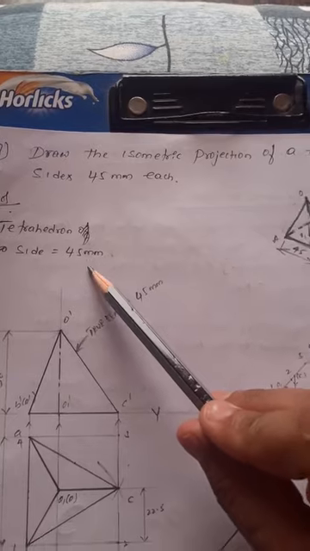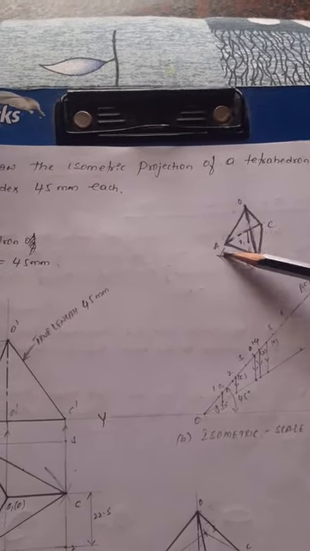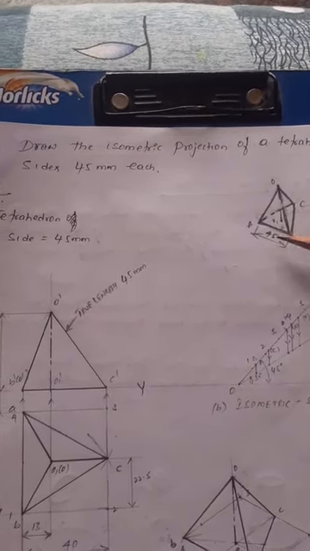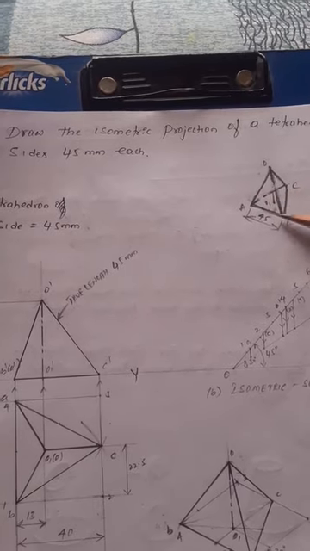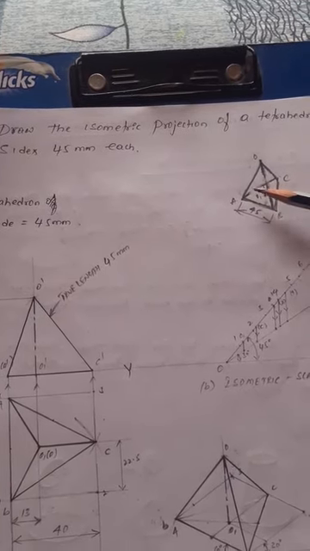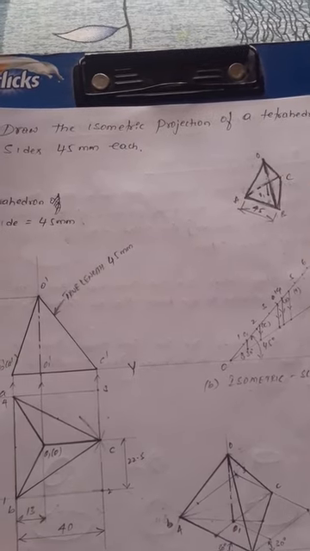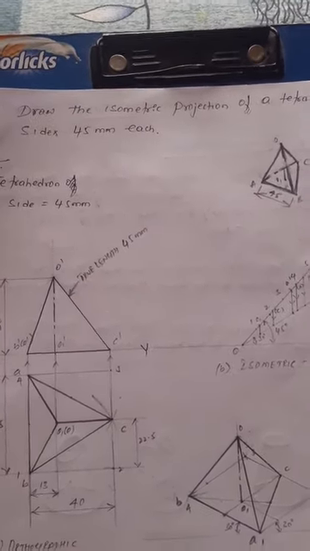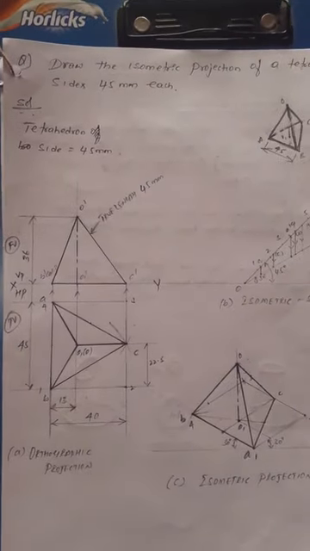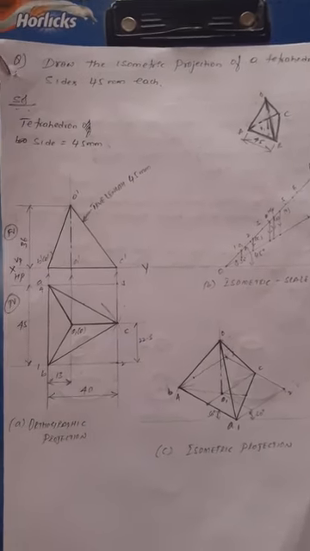The side is how much? 45 mm. All sides are equal here. AB is equal to BC, BC is equal to CA, that is equal to OA, that is equal to OB, that is equal to OC. All sides are equal, right? Then we go for drawing the isometric projection of the tetrahedron.